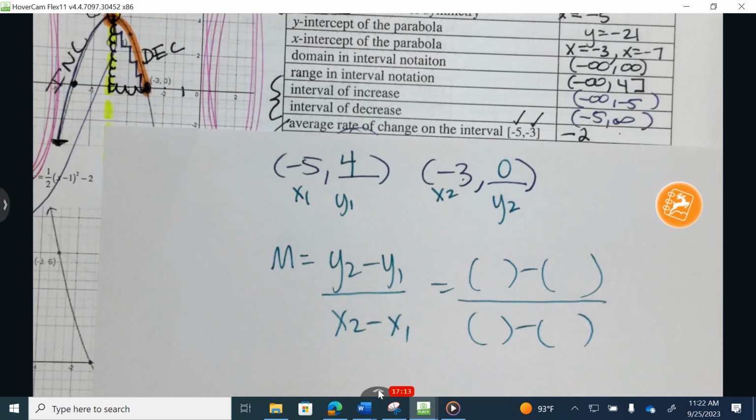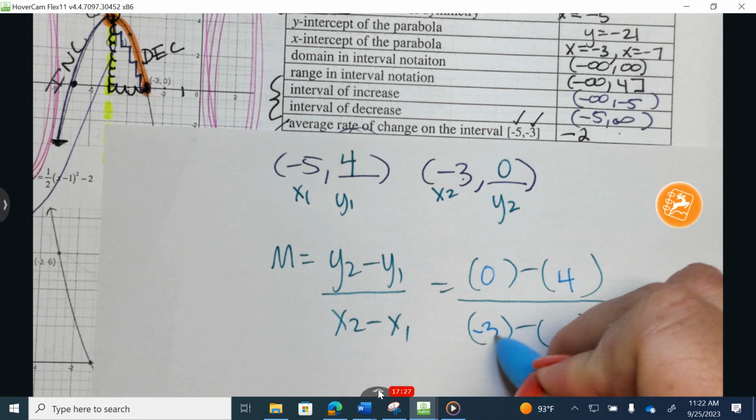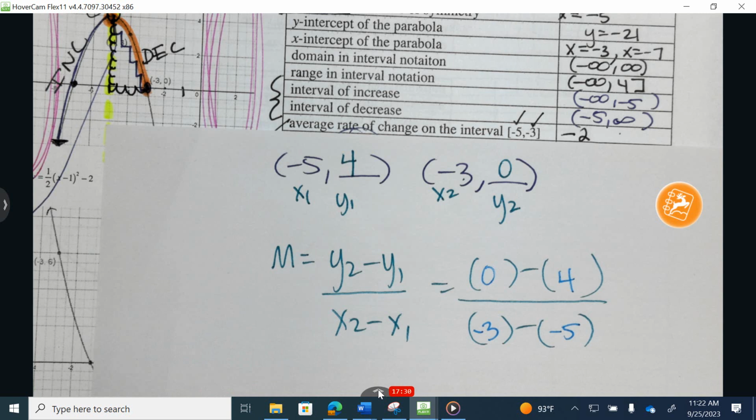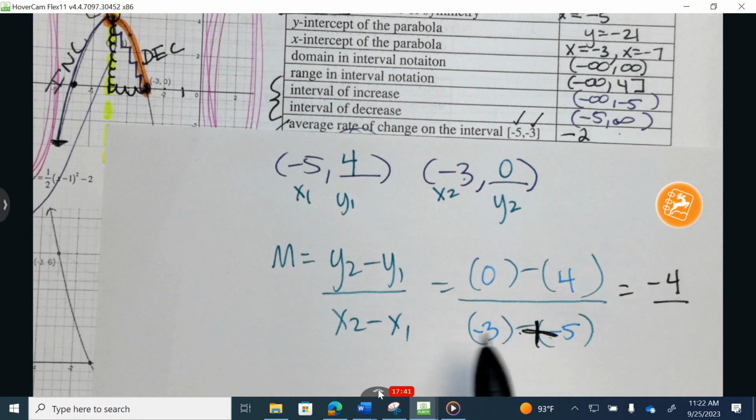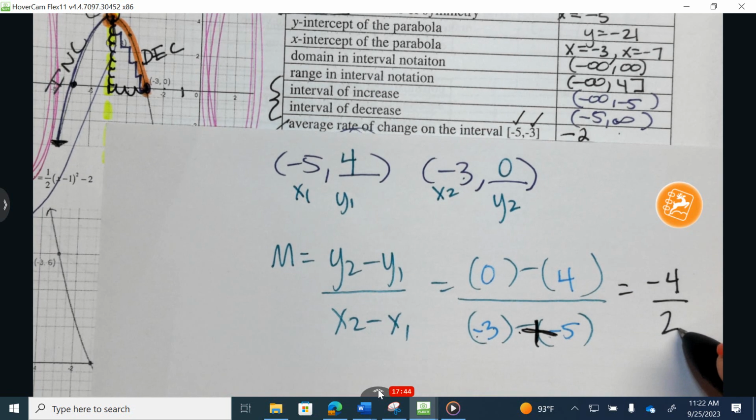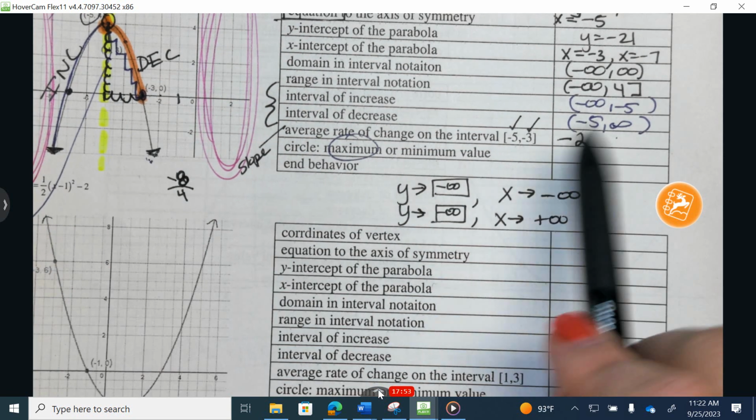I want you to plug in the numbers that correspond with y2, y1, x2, x1. Whether you use a calculator right now after you plug those in or you use mental math, I want you to get an answer. Zero minus 4 is negative 4. Two negatives make a positive. Negative 3 plus 5 is 2. Negative 4 divided by 2 is negative 2. And that's the same answer as when I went up to the graph and I simply counted.